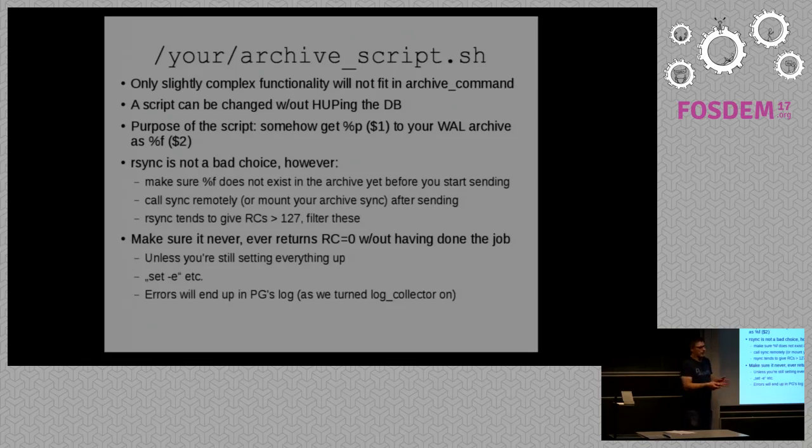At the end of the day, the archiver will try and try again, unless you return zero. When you return 128, it will exit, start again, and try again. So not really a difference, except that you have a fork in between and a fatal log entry. So make sure that you never ever return zero before you have done the job properly with your script. Sounds simple?